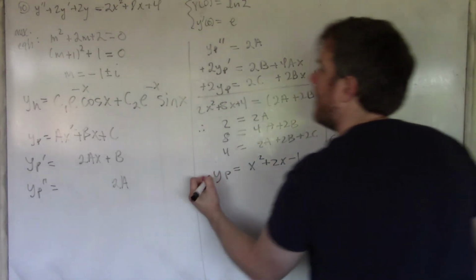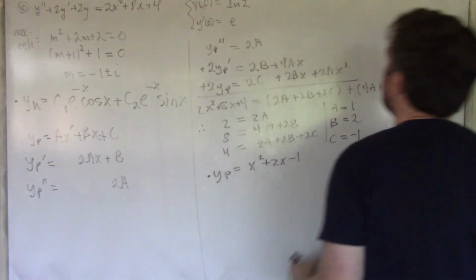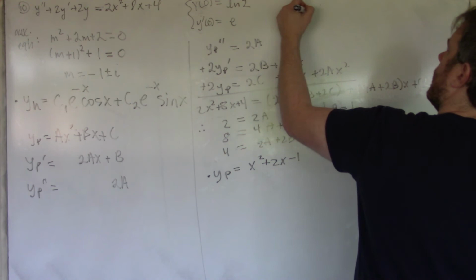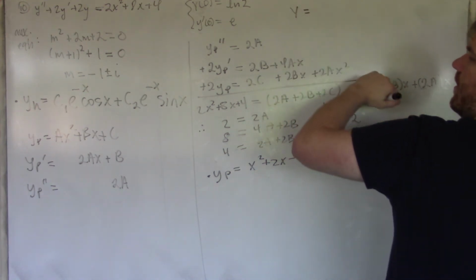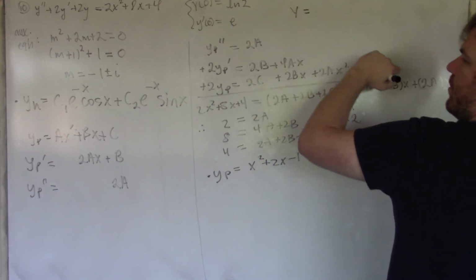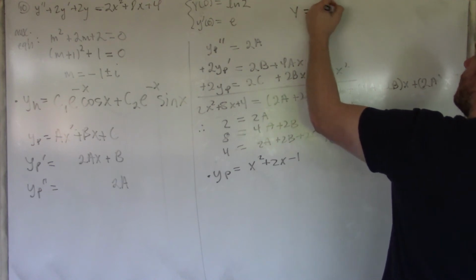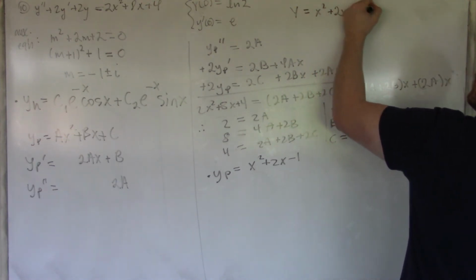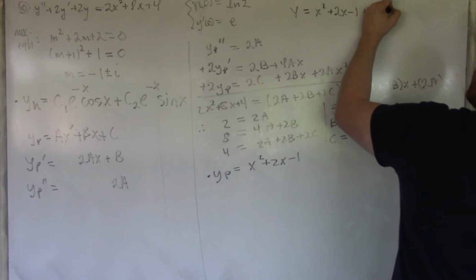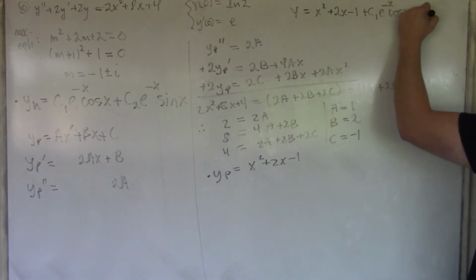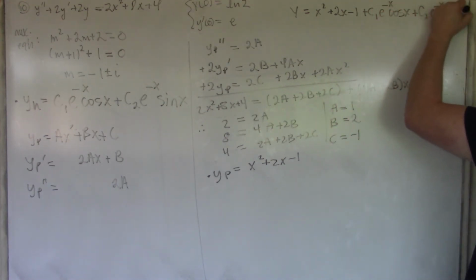Okay, so the general solution is then given by yp plus yh, so x squared plus 2x minus 1 plus c1 e to the negative x cosine x plus c2 e to the negative x sine x.